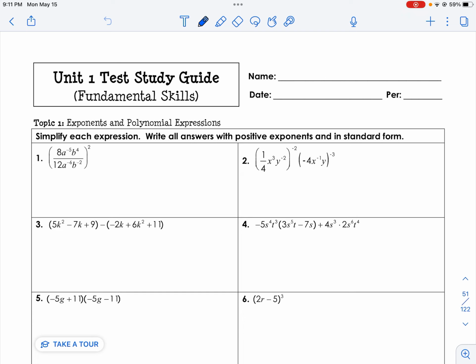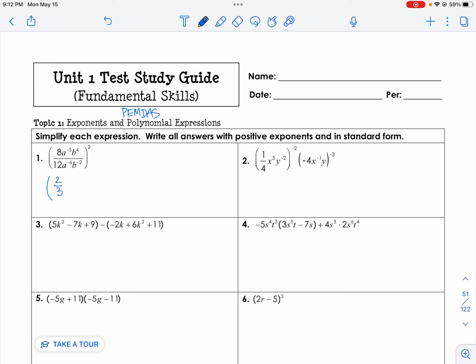We're going to start with number 1, and we're going to start inside the parentheses, following the order of operations: parentheses, exponents, multiplication, division, addition, and subtraction. So inside the parentheses I can see that 8 and 12 can be divided by 4, and so I'm going to end up with 2 over 3.